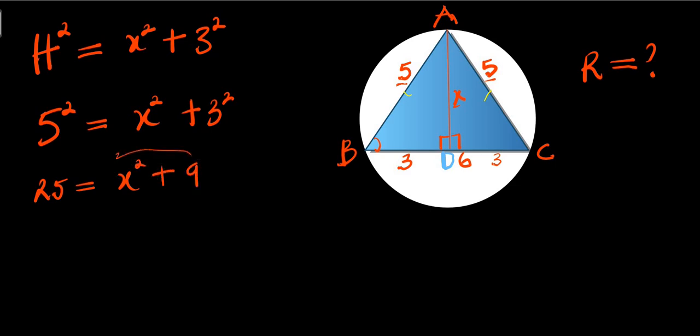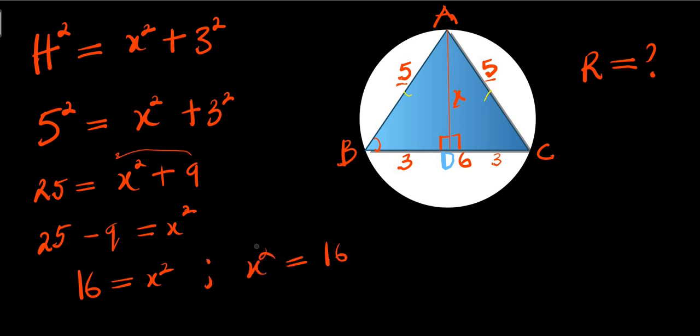Moving 9 over here, we have 25 minus 9 equals x squared. And 25 minus 9 is 16, equals x squared. If you rearrange this, you have x squared equals 16. If you take the square root of both sides, you have x equals 4 units. So the opposite here, which is our x, is 4 units.